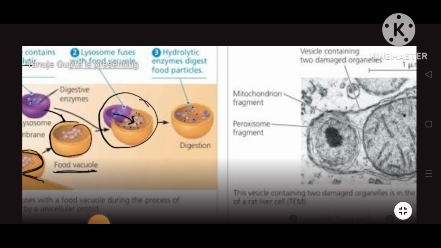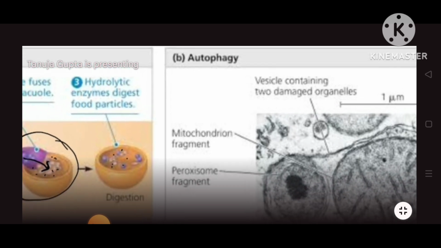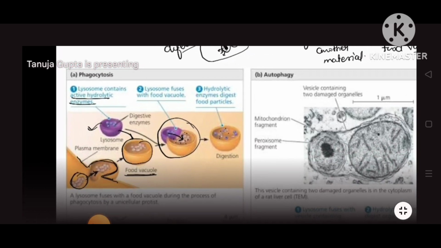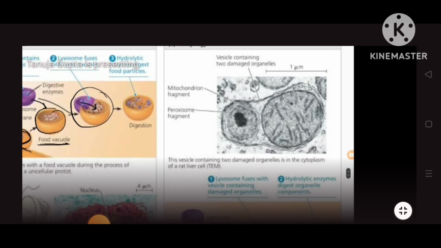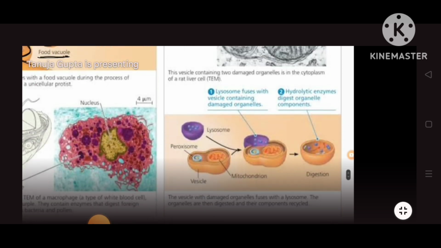Now the next thing, let's talk about autophagy. So what happens in autophagy? See, here you can see there is a vesicle which contains two damaged organelles, mitochondrial fragments as well as peroxisome fragments. So these two are damaged, and now what will happen?